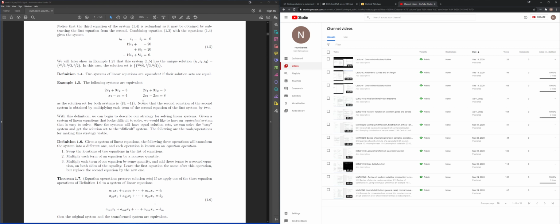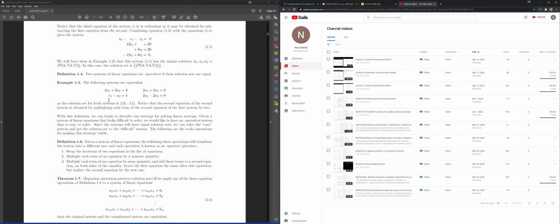Now, let's just focus on the second equation over here and the second equation over here. If (3, -1) is a solution of this, and I multiply everything by 2, that actually doesn't change the fact that (3, -1) is a solution.